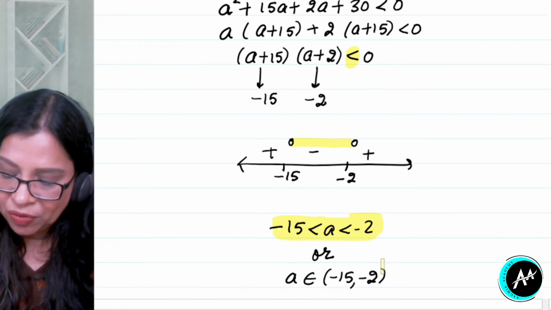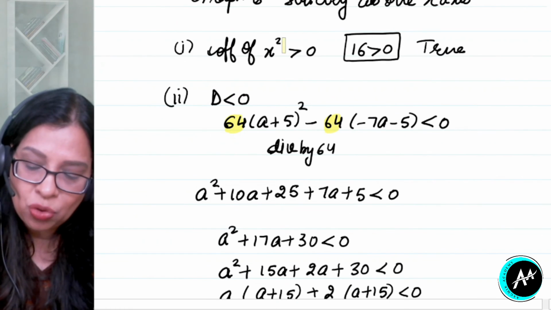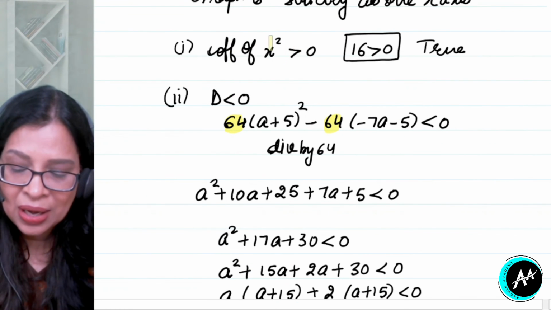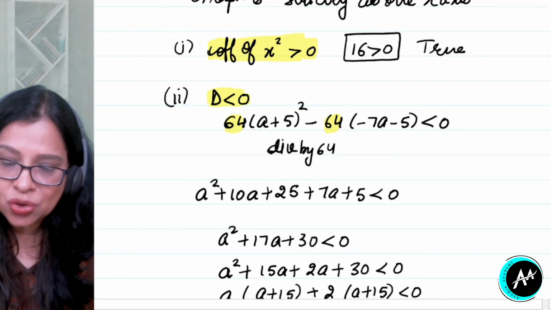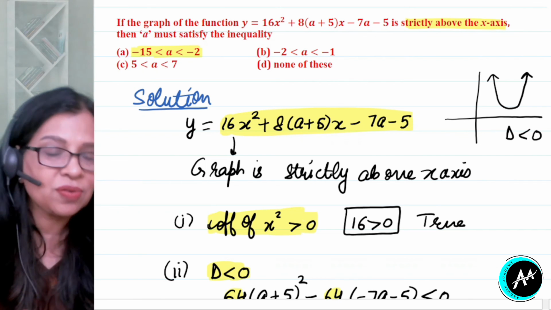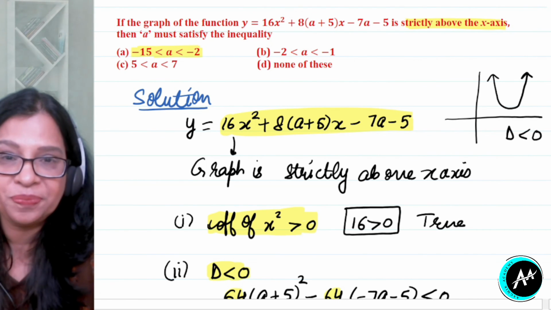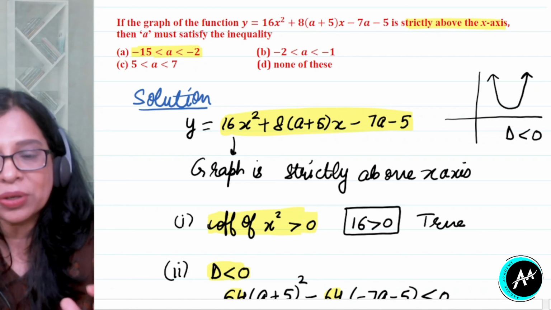So you can see we were given that graph is strictly above the x-axis. So this will happen if a is positive, coefficient of x square is positive, and discriminant is negative. Let's see the solution, option. So you can see option A is correct, right? So a is lying from minus 15 to minus 2. Alright. So I hope you understood this part.